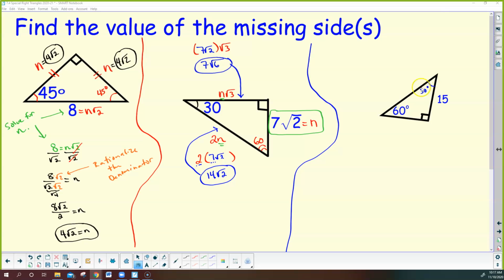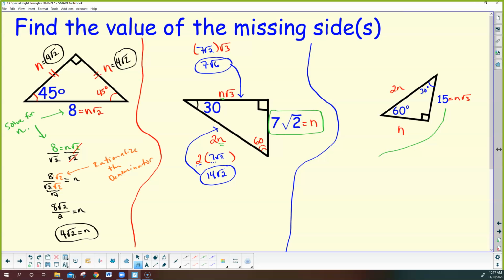Okay, so hopefully you said across from the 30 is the smallest side length. That's our n. Across from the 90 is the largest side length, which is 2 times n. And then across from the 60 is the middle side length, which is n square roots of 3. So notice, by placing those formulas, one of them gives me an algebra problem. I have to solve for n.